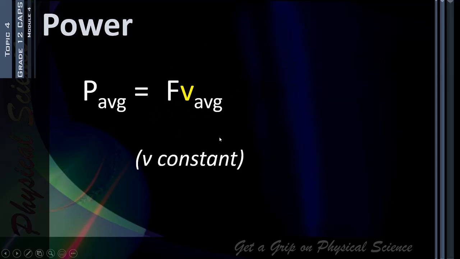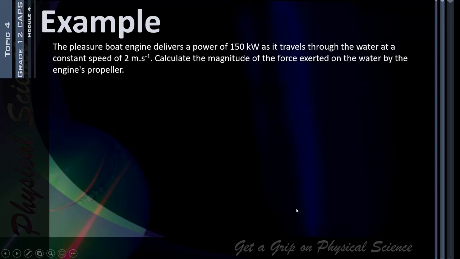So we can rewrite this formula as the force multiplied by the average velocity. But a tip, they will give you in the written piece an indication that this object has a constant speed or a constant velocity. So always look out for a constant velocity. The formula is given to you on the information sheet.